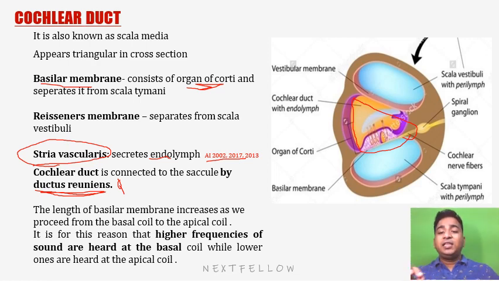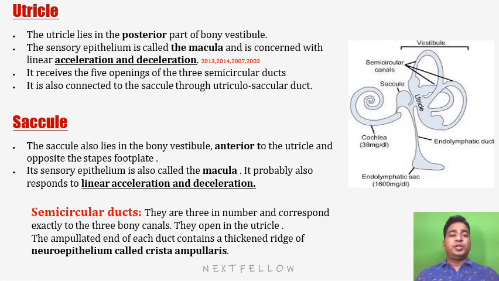Now, the length of the basilar membrane increases as we proceed from the basal coil towards the apex or the apical coil. So that is the reason why higher frequencies of sound are perceived by the basal turn of the cochlea, and the lower frequencies are perceived or carried by the apical turns, or the apical coil, of the cochlea. Now let's talk about the utricle.